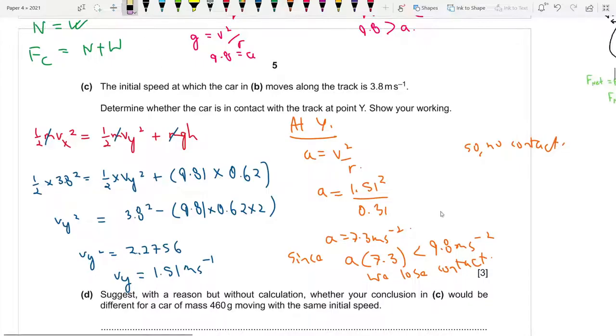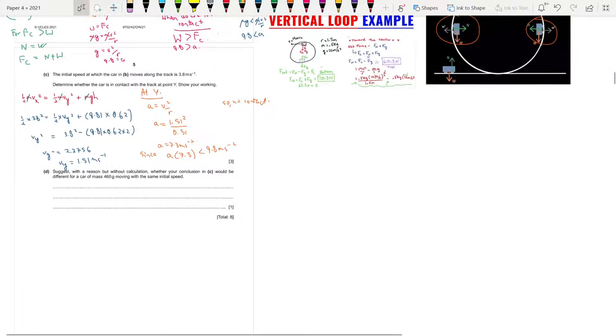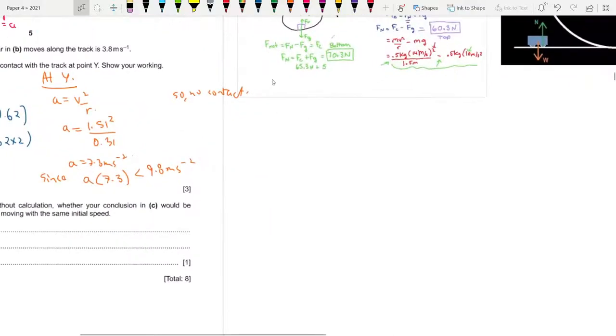Okay, so this is one way of doing this sum. There's another way. You could actually find out the minimum speed required to be in contact by working backwards. Do you want me to show you the other route? Let's go with route 2. This is for the same question, route 2.